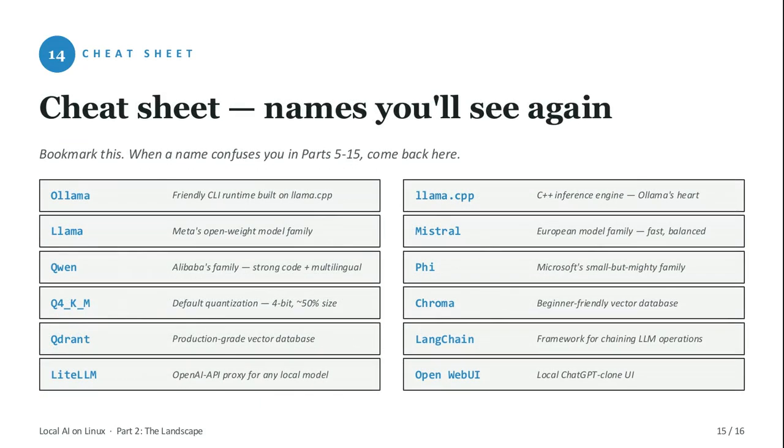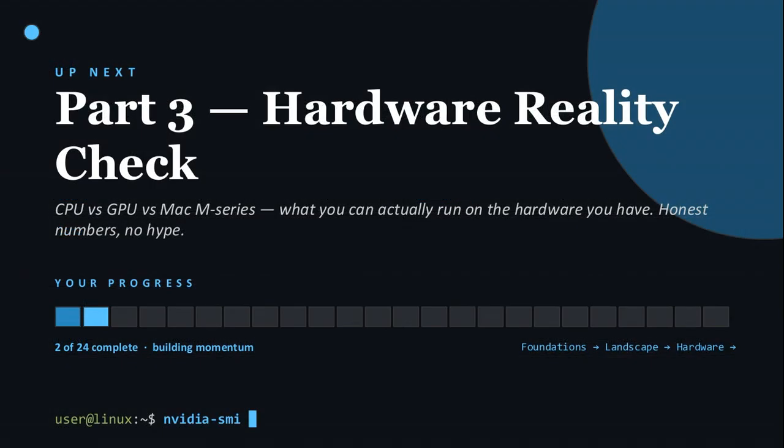Before we wrap, here's a cheat sheet worth bookmarking. As we move through parts 5 to 15, names like Qwen, Phi, Qdrant, and LiteLLM will keep showing up, and it's easy to lose track of which is a model, which is a runtime, and which is glue. So when something confuses you, jump back here. One glance tells you what each name actually does and where it sits in the 5-layer stack. And that brings us to the end of part 2.